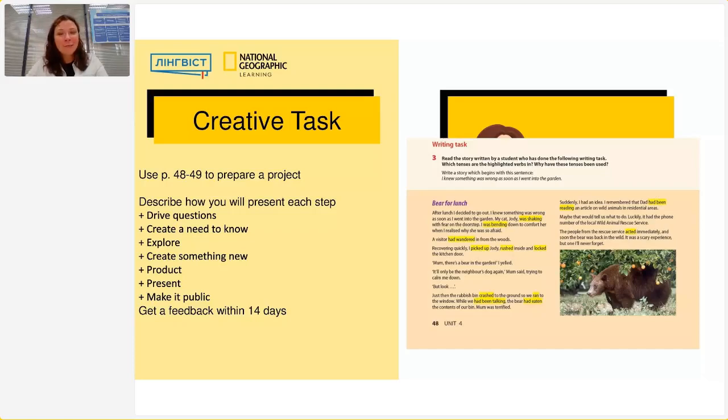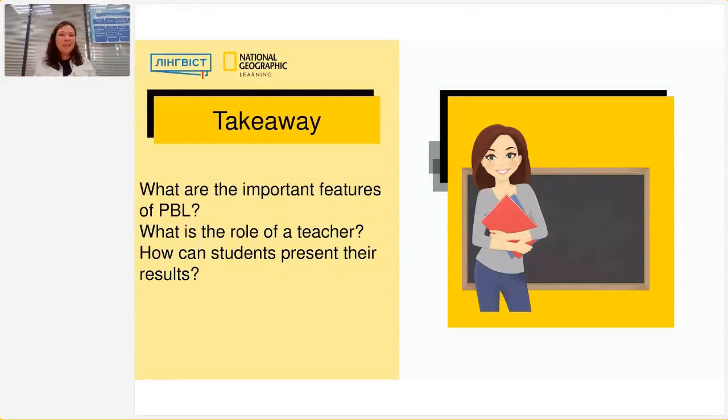I hope that information was useful to you and it was clear, because there was lots of information and I tried to structure it to make it clear. As a takeaway of this webinar, think of these questions. What are the important features of PBL compared to what you said to me? What other things are important? What is the role of a teacher? And how can students present their results? You can write it to me right now in the comments, or just think about the things, just to make sure that this hour was really useful to you.